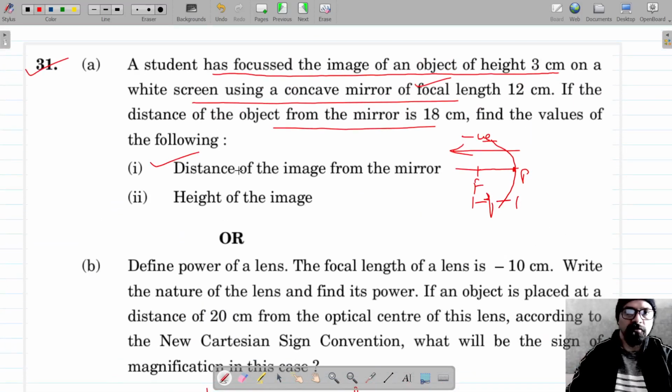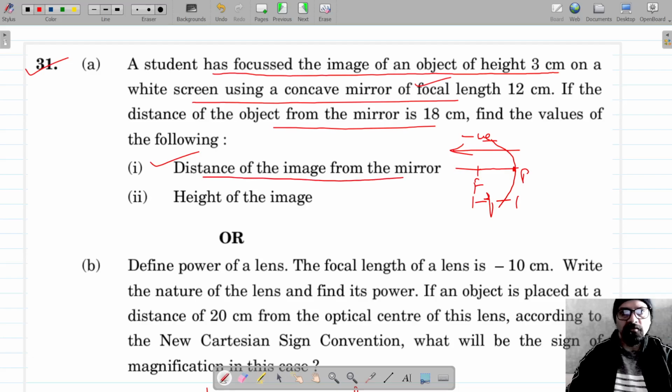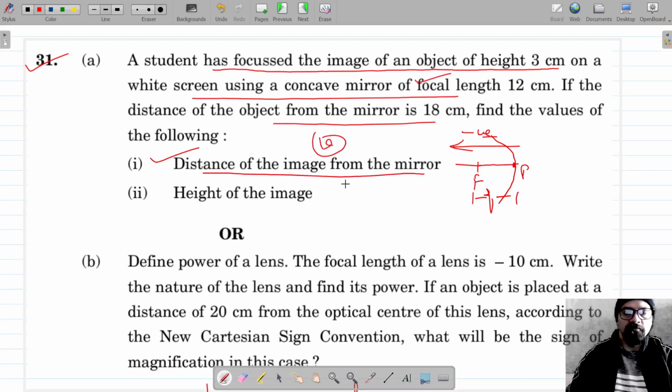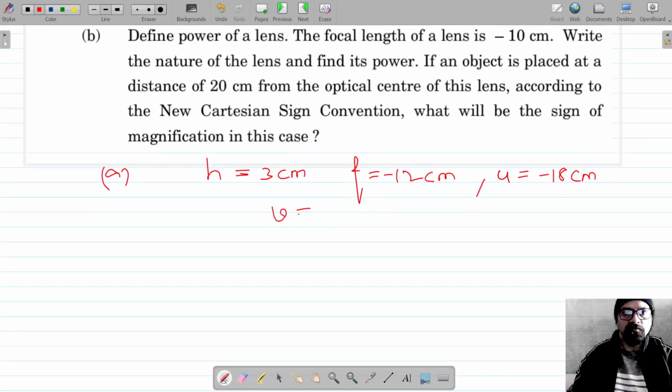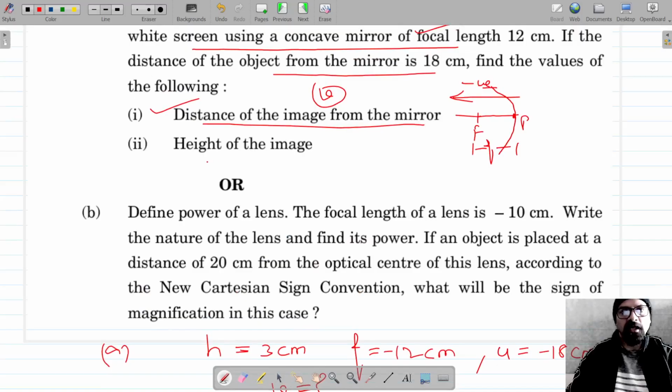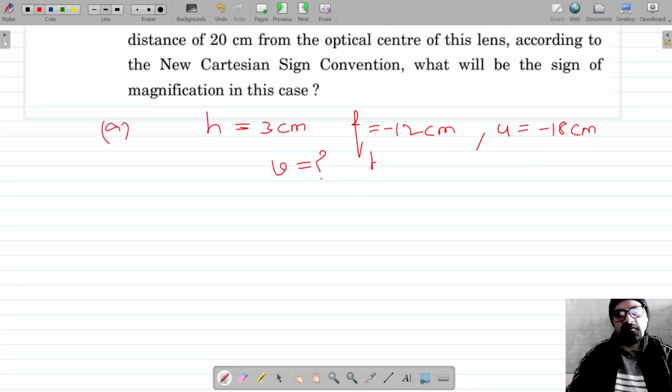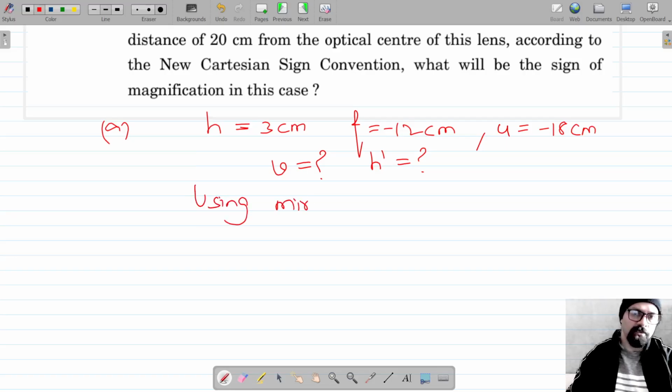We have to find the values of the distance of the image, which is denoted by v, so we have to find out v, and the height of the image, which is h dash. Okay, this is a mirror, so I'm going to use the mirror formula.